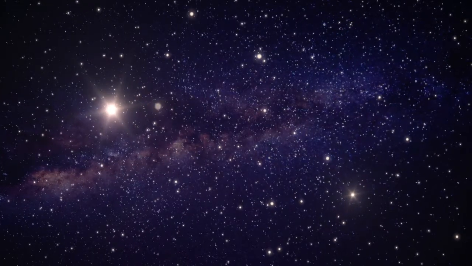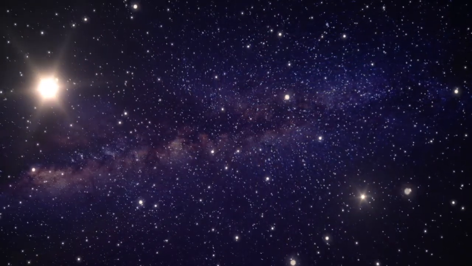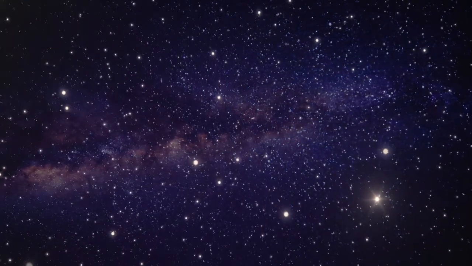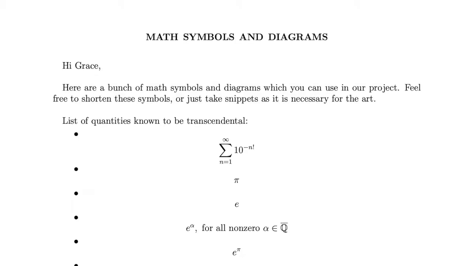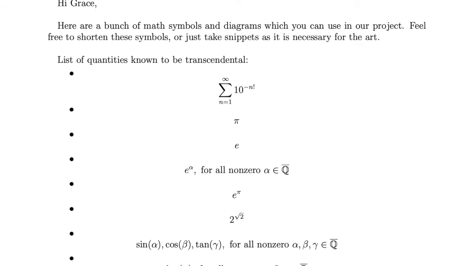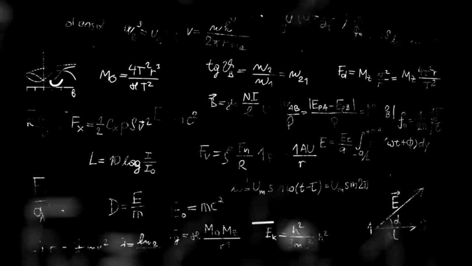So when Grace and I came together to talk about this, we formulated our idea about the analogy between transcendental number theory and space. And then as we started working on the project, I came up with a list of equations and symbols, both ones which we know are transcendental, the very few, and then the vast number that we conjecture to be transcendental. So I sent that list to her to incorporate in the painting.